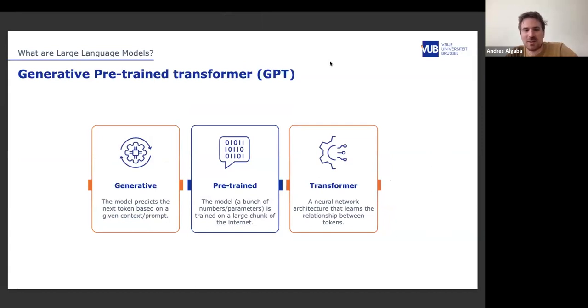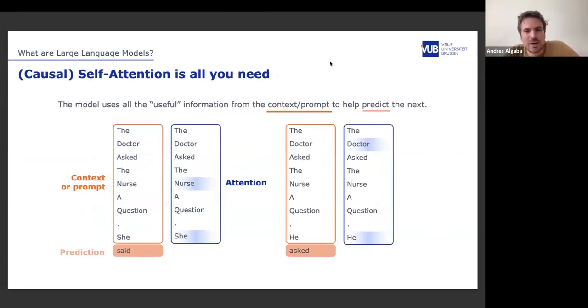Okay, so we had the generative part, we had the pre-trained part, now the transformer. The transformer, we're not going to really delve into this, but I just want to put the emphasis on the fact that predictions are always conditional on the context and the prompt. What do I mean with that? Next token prediction means literally that you predict the next token based on the entire context and prompt that you have given. But the model decides which words in the context are most important to make that prediction.